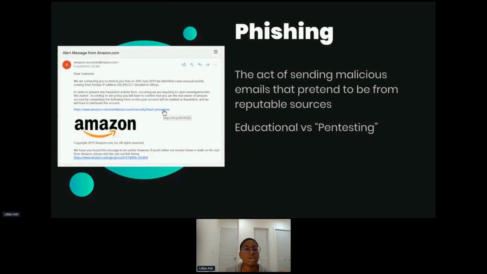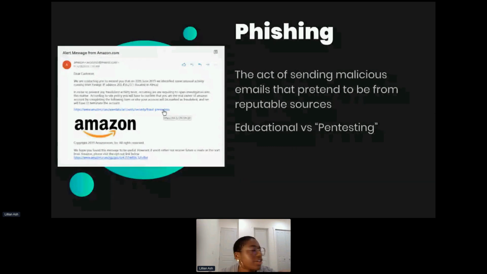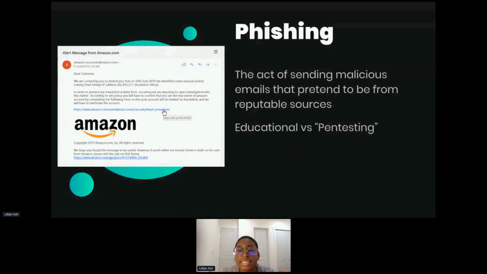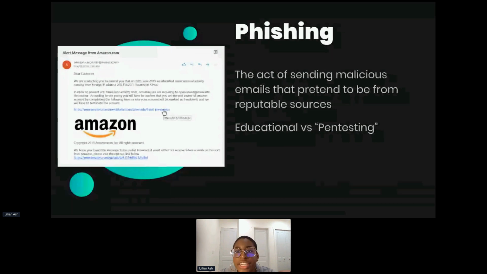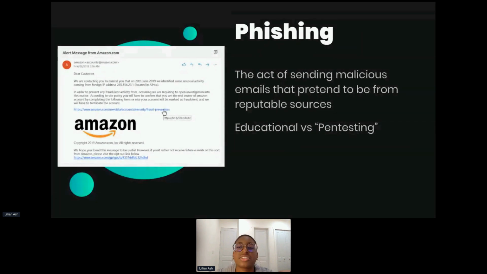So I have an example here of a phishing email that people have probably received sometime during this pandemic. There are a couple of giveaways that this is definitely a phishing email. I don't know if this picture is large enough, but if you can spot some of those things, feel free to comment below, because I'm curious what you all see. It looks a little fishy.